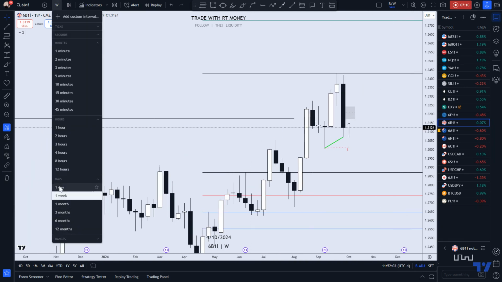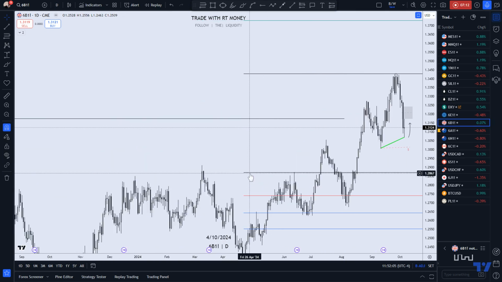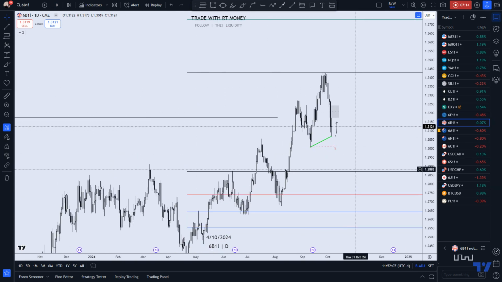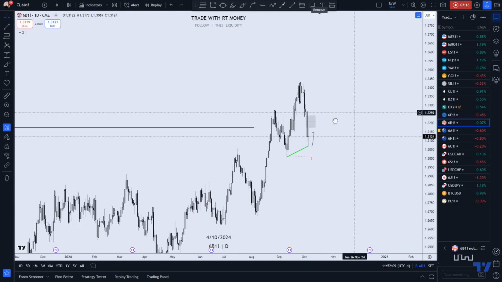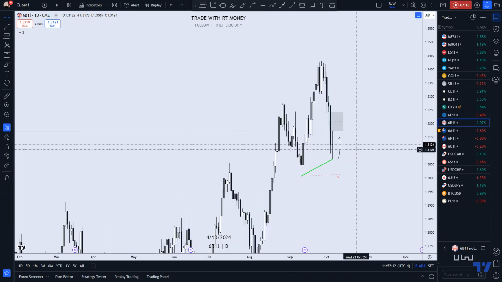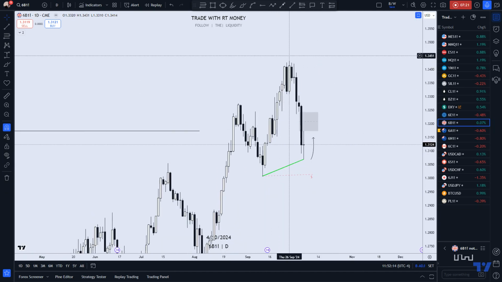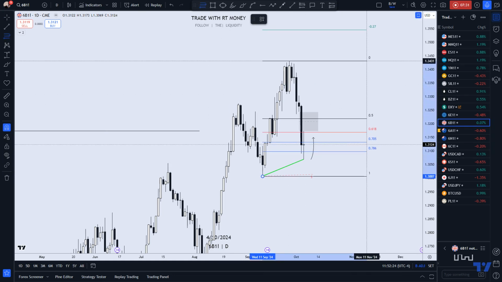Let me show you something on the daily. Let me get rid of this. All right. You already know what's there. This is our dealing range right now, from this swing low to that swing high on the daily time frame. All right. We are in a prime area of optimal trade entries. You can see 618, 705, 786. This is the area that I will be looking for the optimal trade entry.